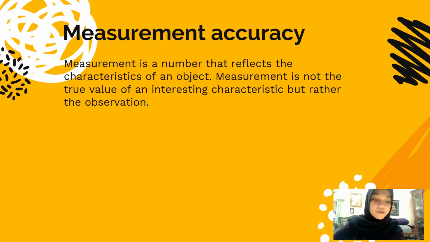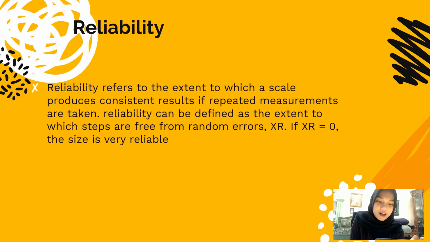And the next slide is measurement accuracy. A measurement is a number that reflects the characteristic of an object. A measurement is not the true value of the characteristic of interest, but rather an observation. Okay, next slide is reliability. Reliability refers to the extent to which a scale produces consistent results if repeated measurements are taken. Reliability can be defined as the extent to which measures are free from random errors.